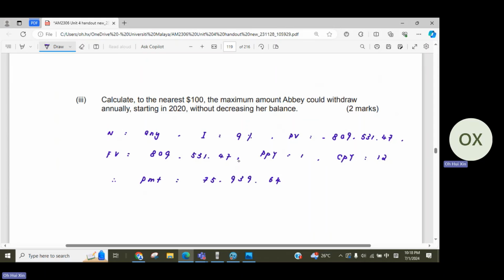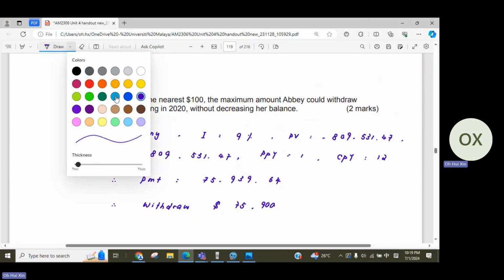So when you're talking about the maximum, if you round up, then the amount that you are withdrawing is actually more than the amount that you can actually withdraw. In that case, you wouldn't be able to keep the balance, which means your balance wouldn't increase. So in this case, the value that she can actually withdraw is going to be 75,900.